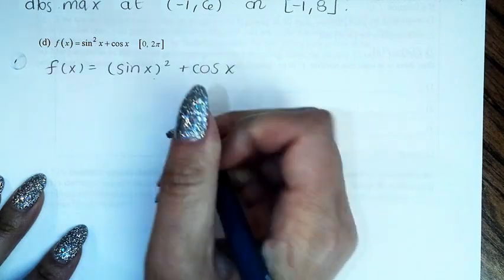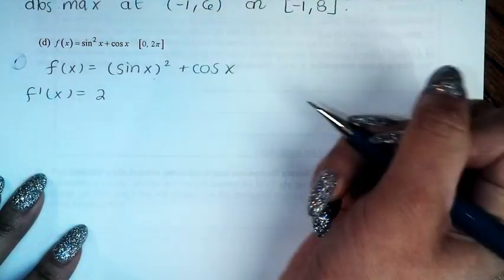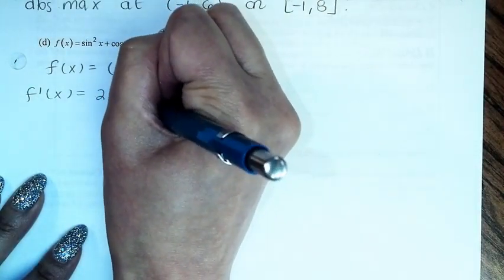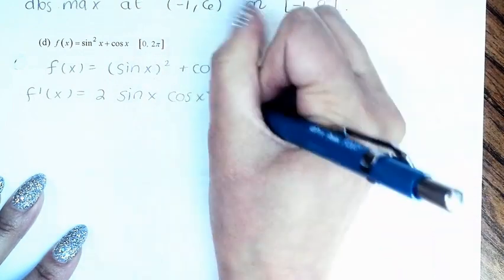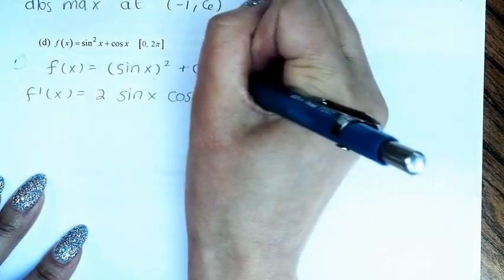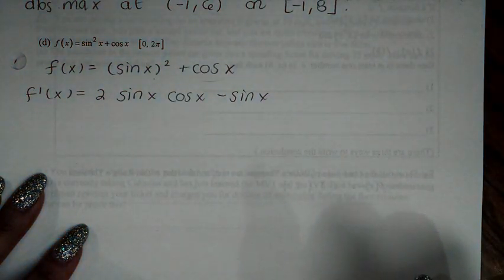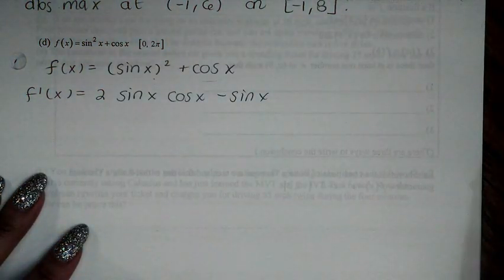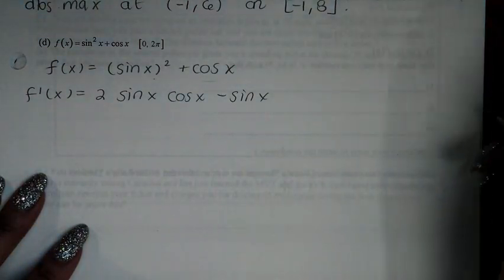If you look at that function as the following, you know that you are going to use the power rule. Then this is going to be 2 sine of x to the power of 1 times the derivative of the inside, which is cosine x, minus sine of x, because the derivative of positive cosine x is negative sine of x. Now, you don't have any undefined points here because the sine and cosine functions behave beautifully, and you know that the domain of those two is all real numbers.